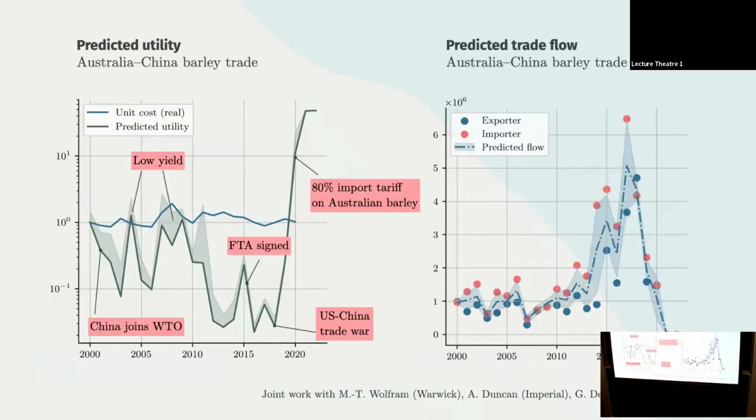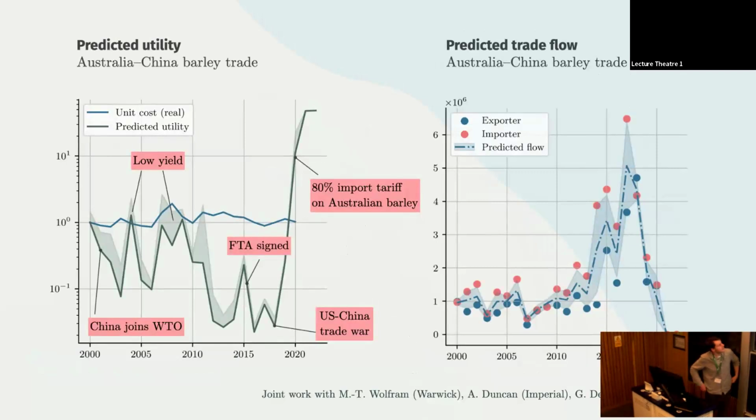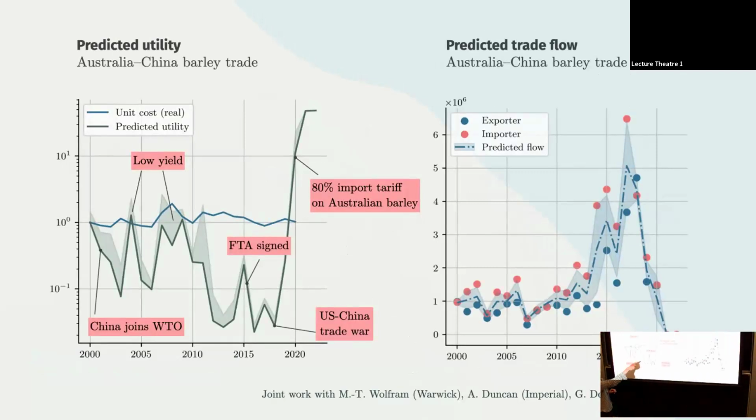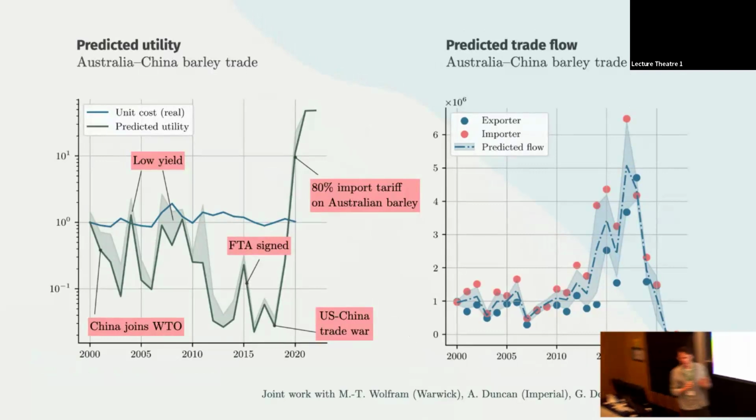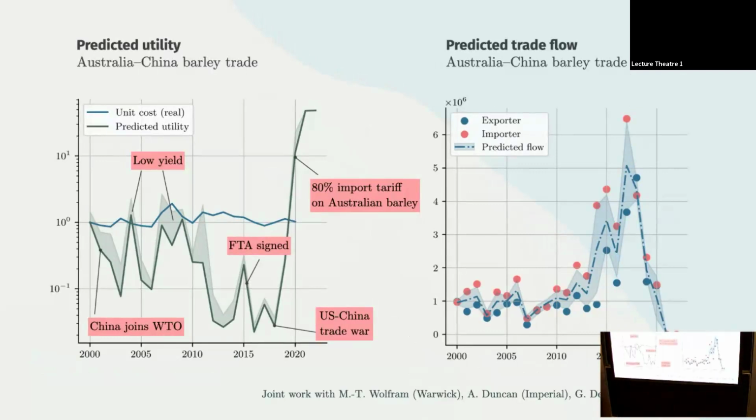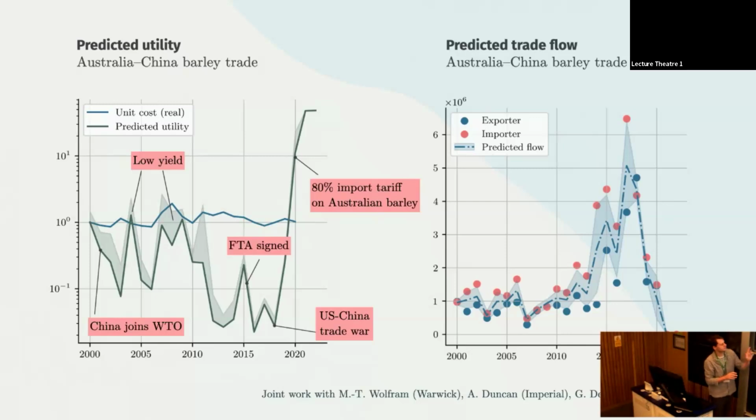So just to show you some results, here what I'm showing, the green line is the predicted utility, again on the Australia-China barley trade example. The blue line is the unit cost. So this is kind of the market price adjusted for inflation. And you can see that the utility that we're learning has a lot more structure than just the market price, which is fairly constant if you adjust it for inflation.